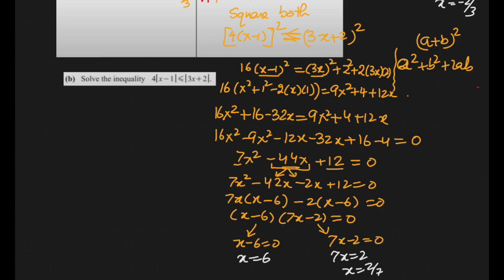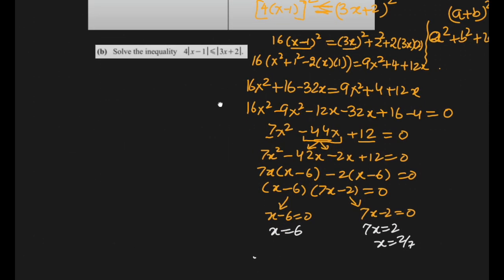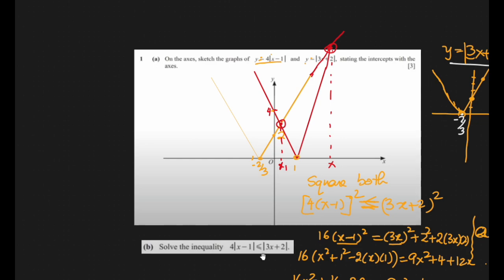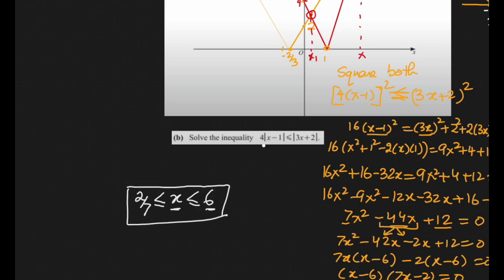So we got two roots, and that's what we were looking for. The two roots where they're crossing. The lower one of the two is 2 over 7, and the bigger one is 6. Very evident. And we know that the red graph is below the yellow graph between these two numbers, and that will become our solution. So our solution is 2/7, less than or equal to, in the question we have less than or equal to, so we'll write that x is less than or equal to 6, which means x lies between 2/7 and 6, where this inequality is valid.